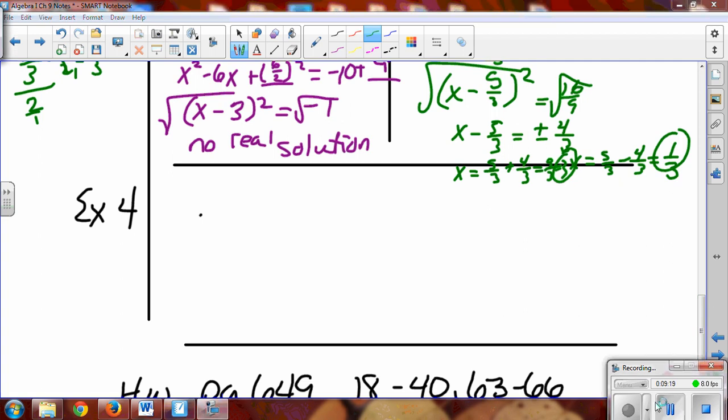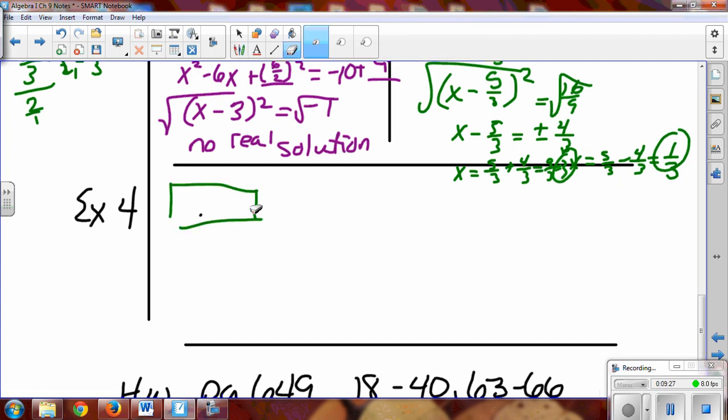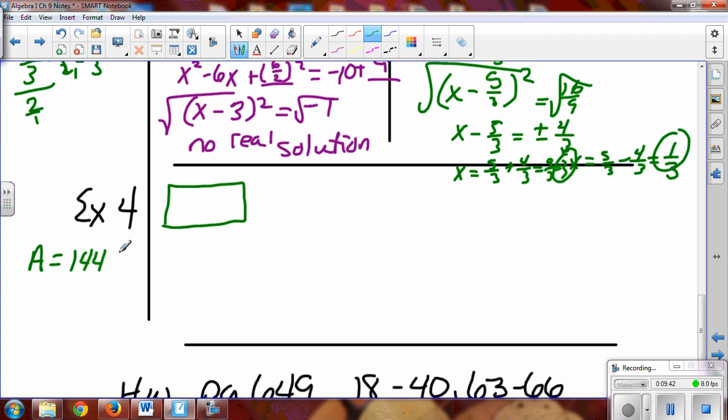Example 4. Problem solving application. A landscaper is designing a rectangular brick patio to cover 144 square feet. Square feet tells me it's area. She wants the length of the patio to be 10 feet greater than the width. So width, and the length is 10 feet greater. What dimensions should she use for the patio? Round to the nearest hundredth of a foot.